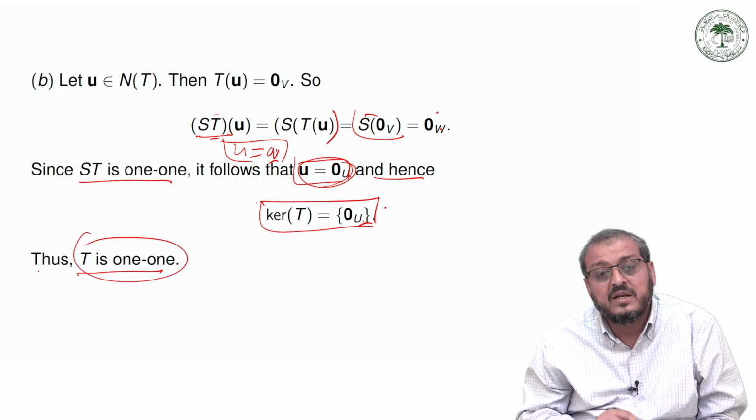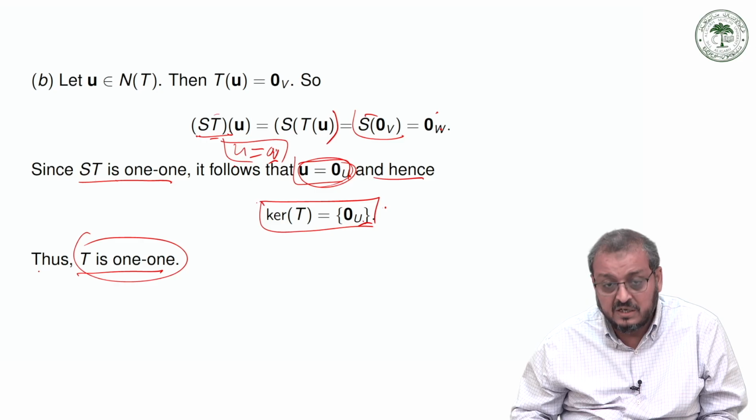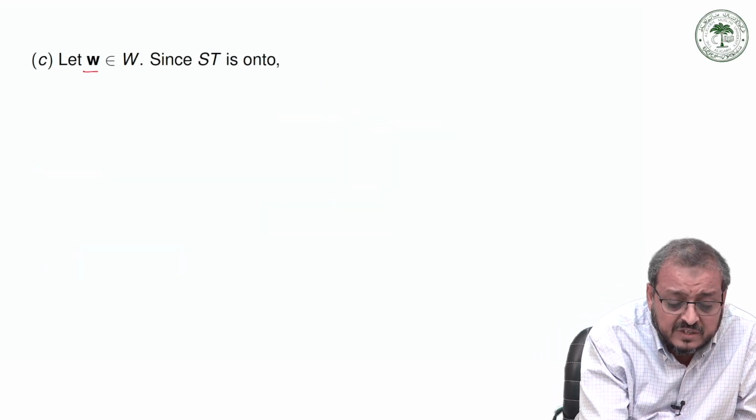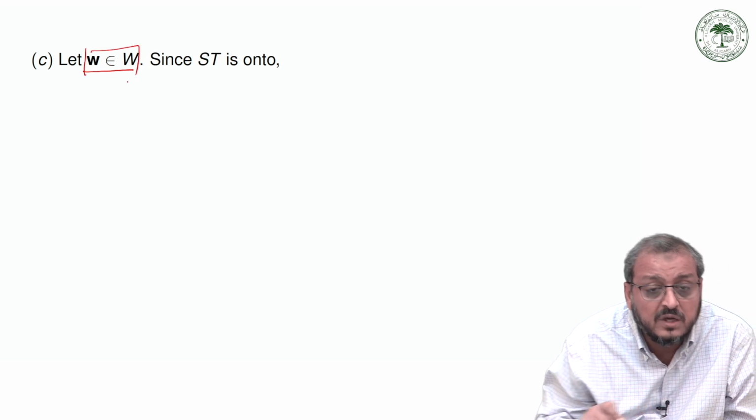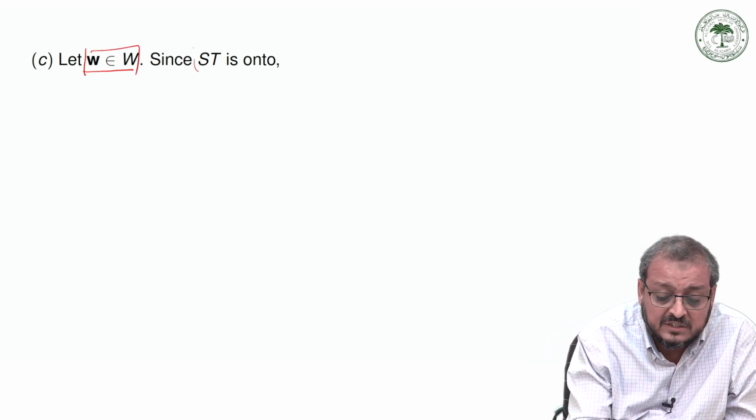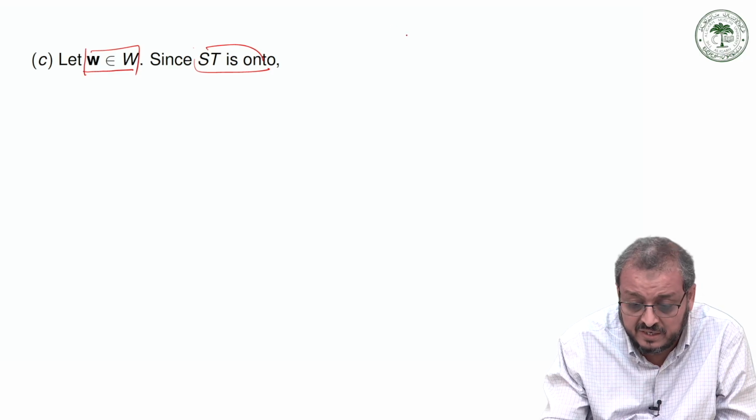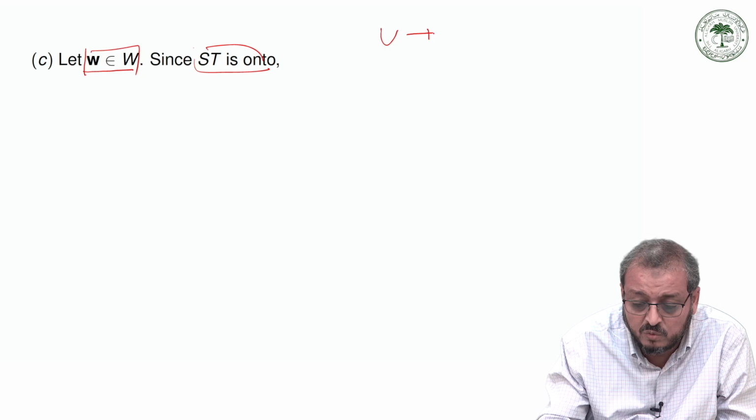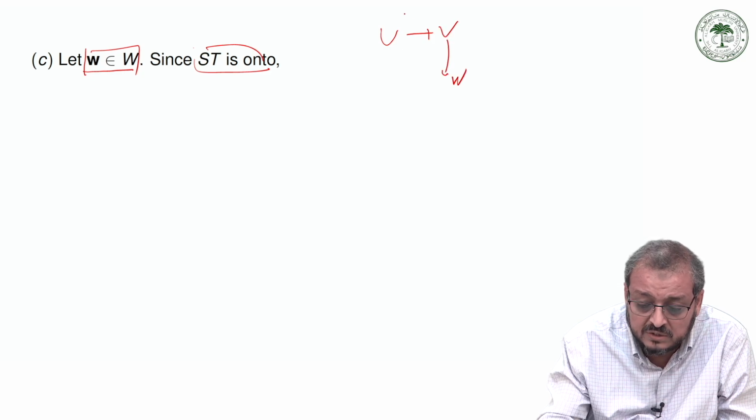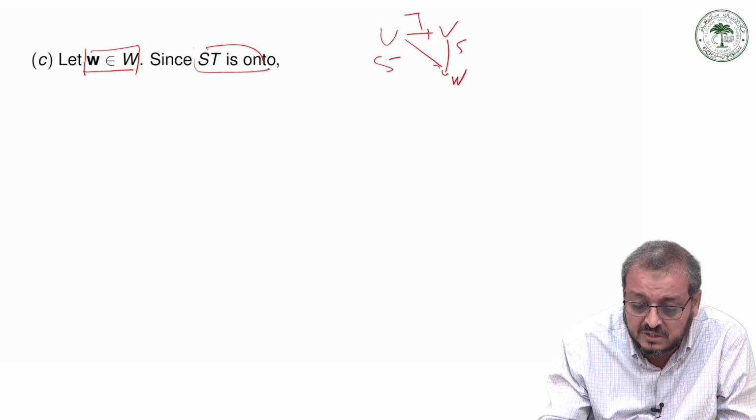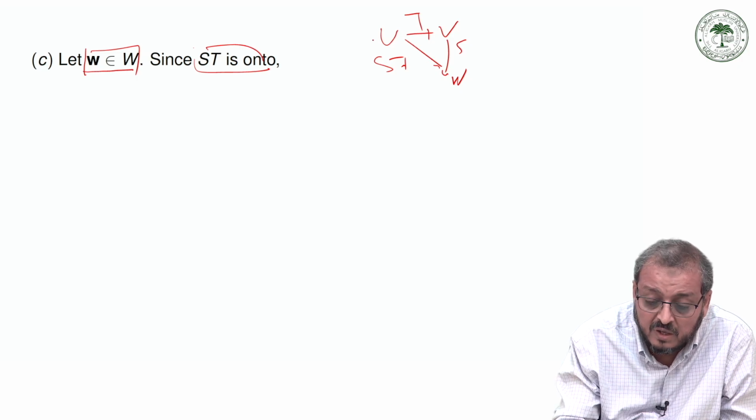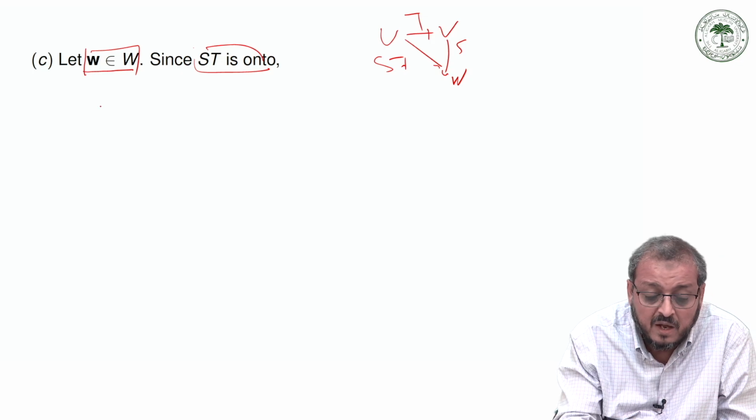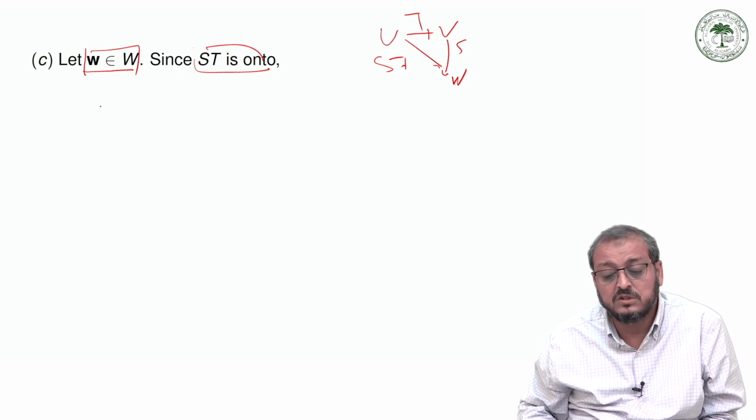Now next we show that if ST is onto, then S is onto. So we show ontoness. We take any element W belonging to W. Now, T goes from U to V and S goes from V to W, so ST is a map from U to W. So if W belongs to W, then there exists some U belonging to U such that STU is equal to W.